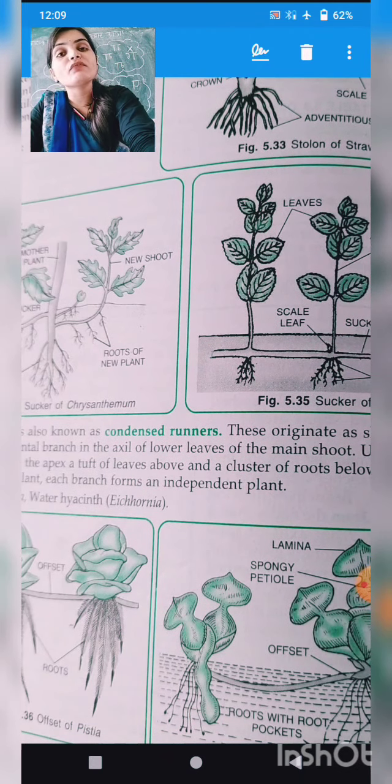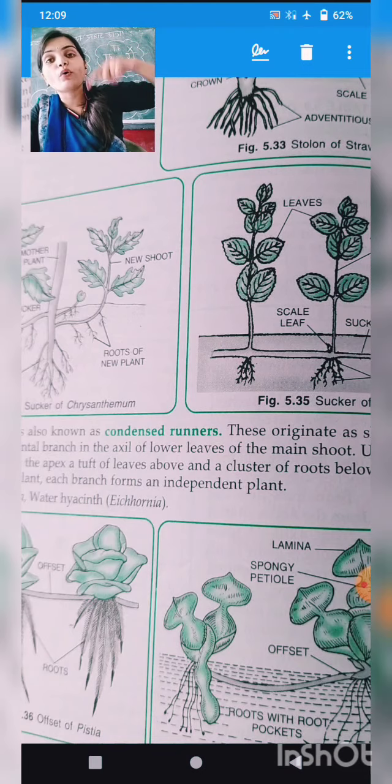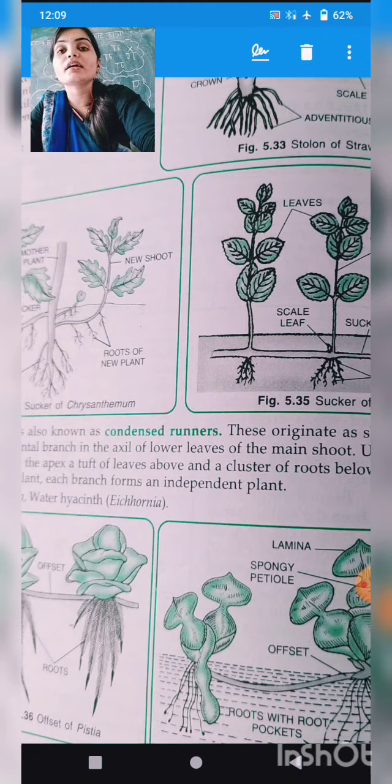Now what is the difference between sucker and runner? Runner is all along going into a new different plant, and in sucker it is having no fixed point from wherever it will grow into a different plant.